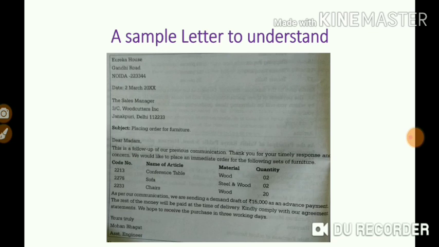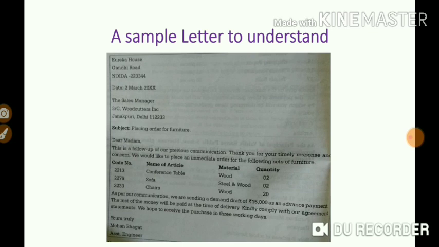Why has this assistant engineer Mohan Bhagwat written this letter? That one can be found out easily from the subject part. Placing order for furniture. It means that he wants some furniture, and that is why he is writing this letter to place an order. Let us see how Mr. Mohan Bhagwat has written this one.